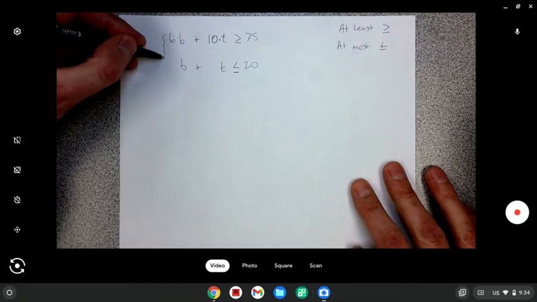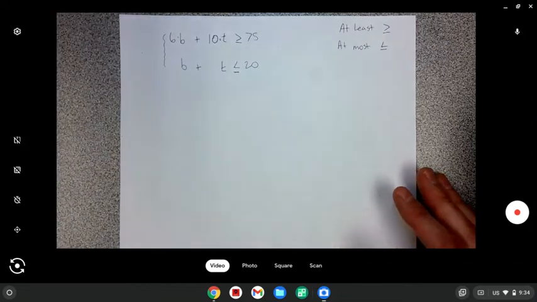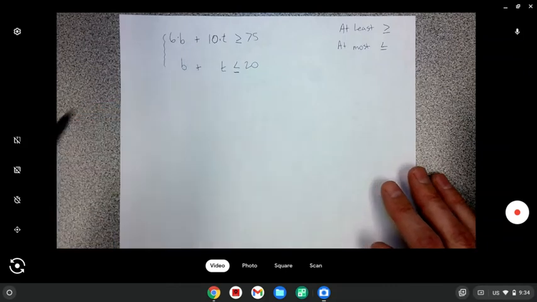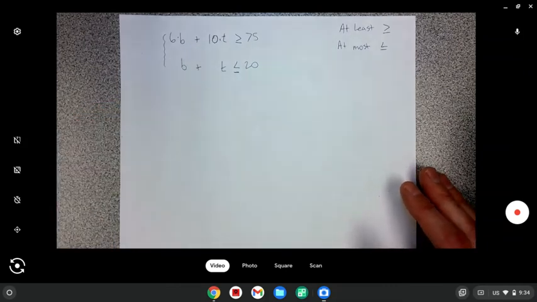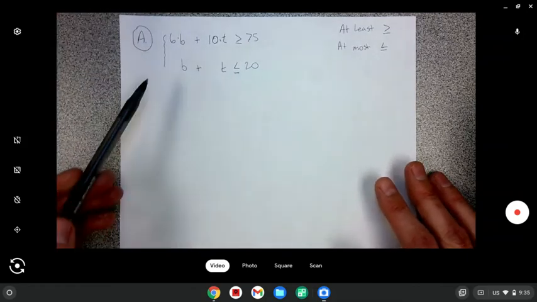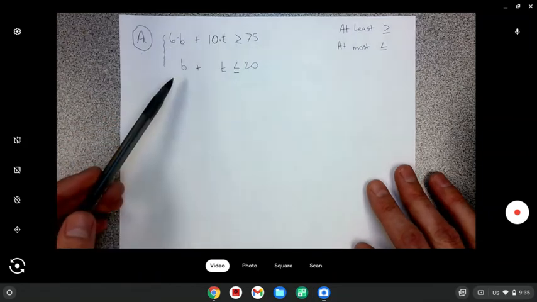This is what's called a system of linear inequalities. And what I would want you to do is type this into the box. That's what I want you to answer for all the rest of these. This is part A. This is what I need you to be able to practice doing, translating English into a math situation.